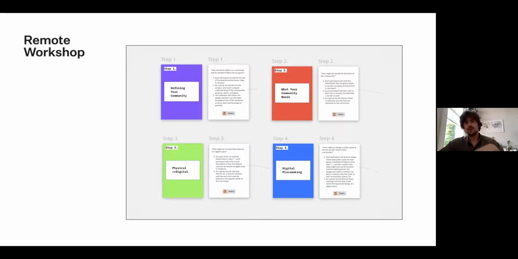Step two was about outlining what the community needed. So using these various pieced together technologies they've been using, how had they been communicating, and use that to figure out what exactly they would need. And then step three is about transposing these needs and their physical, traditional interactions into digital interactions, and ideating through that.